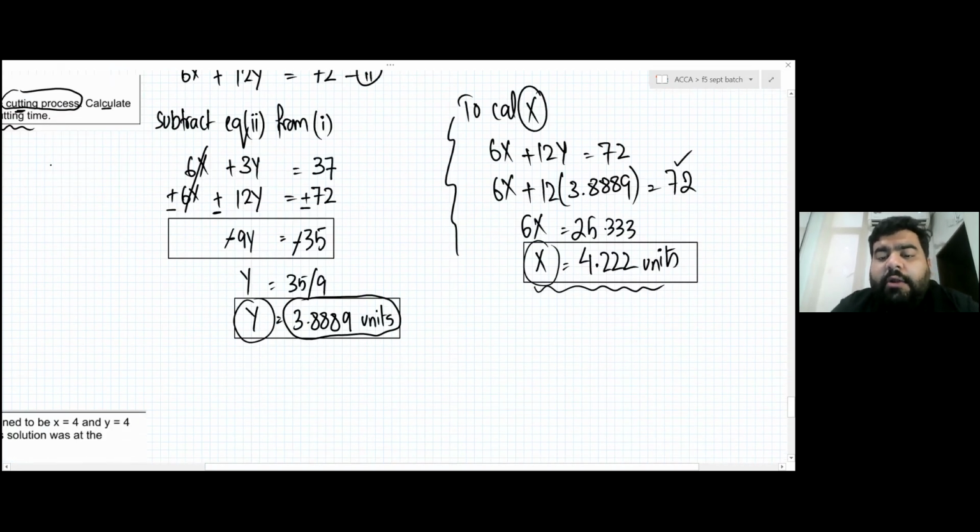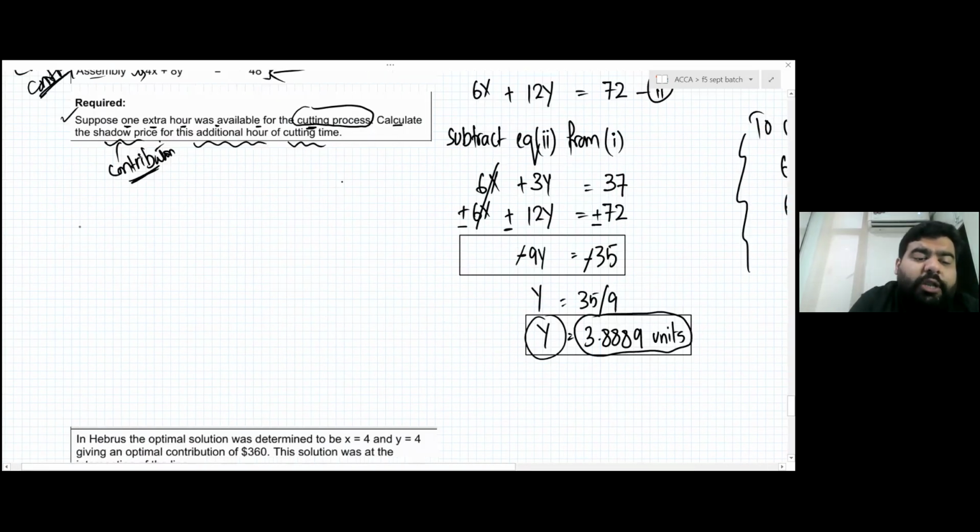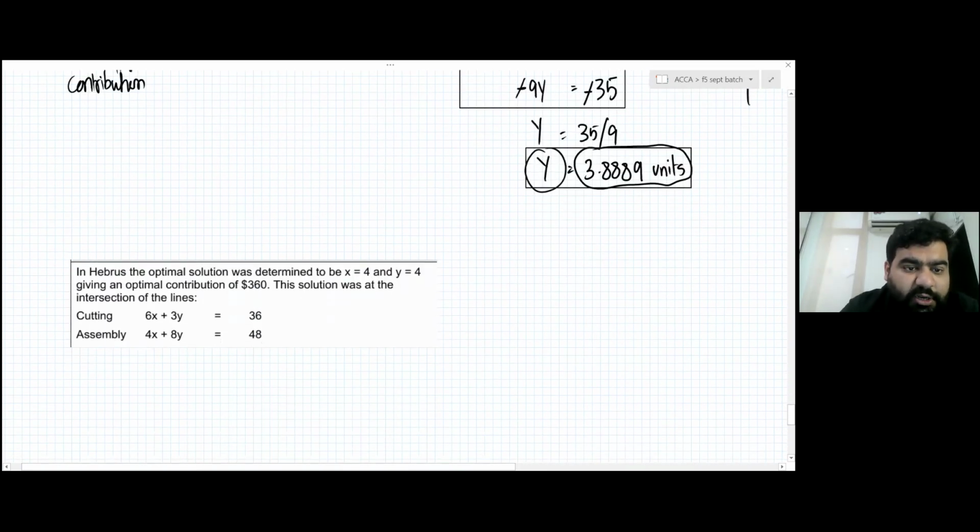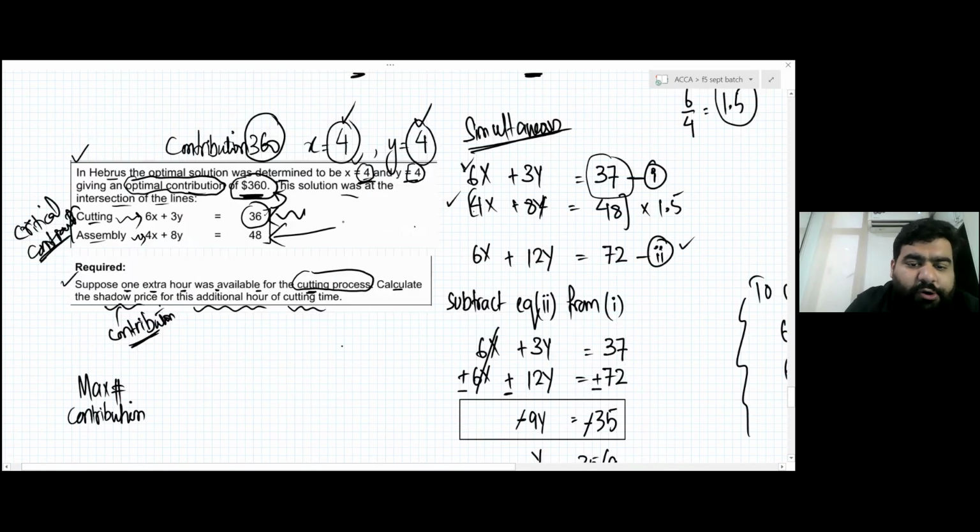Now from here we have to calculate the maximum contribution that you can earn now. For maximum contribution, the equation will always be given in the question. There was a contribution equation here in the question. In the Kaplan material, the contribution equation is given. Let me take that.